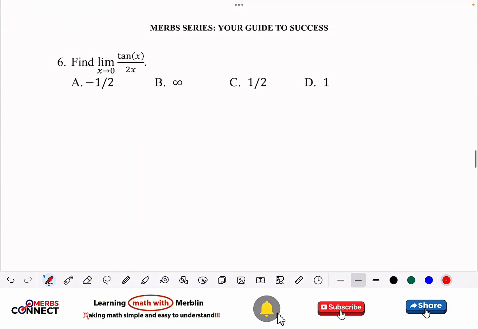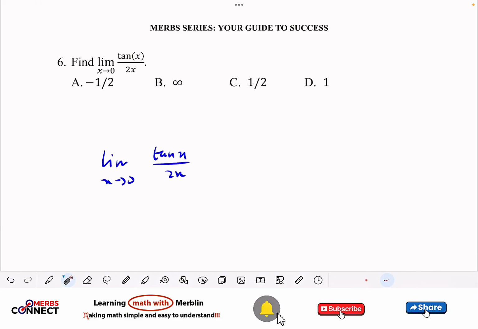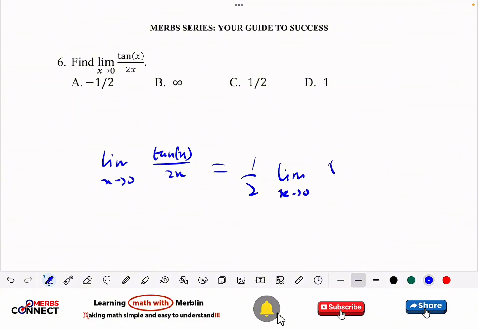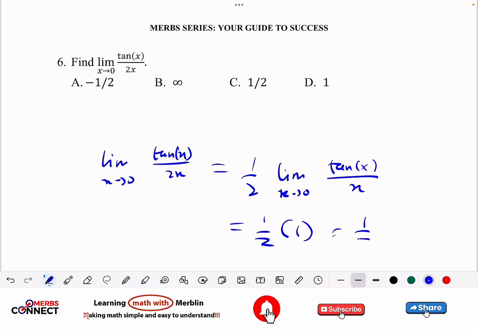Now let's look at this one. Oh, I love this. Limit x is approaching 0 of tan x divided by 2x. So what we want to do is make sure that what's inside the tangent here is the same as what is at the denominator. So here we can factor 1 over 2 out and have limit x is approaching 0 of tan x divided by x. So what is here is the same as what is here. And we know that this is equal to 1. So 1 over 2 times 1, and this is 1 over 2 here.